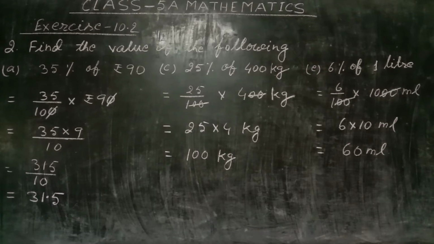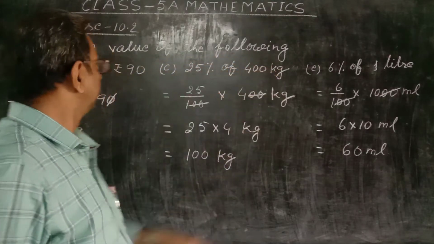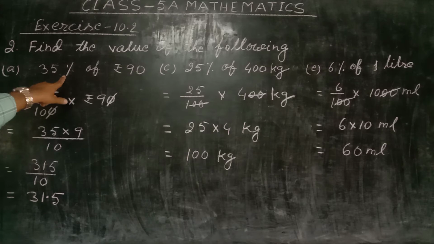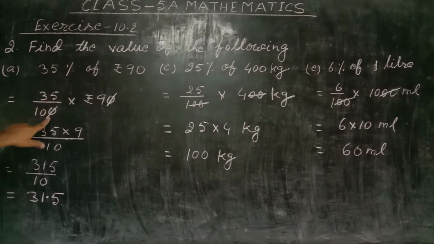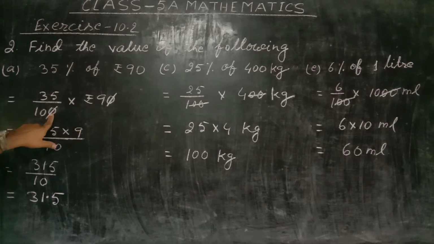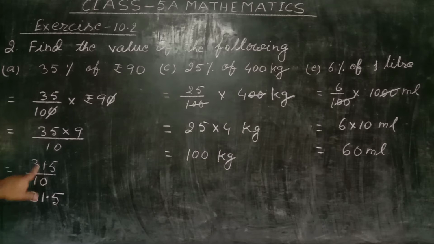Question number 2. Find the value of the following. A. 35% of rupees 90. For the omission of this percent, I wrote 35 by 100, of changed into multiplication, and this rupees 90 is here. 10 and 10 cancelled. Then we have 35 into 9 by 10. 35 into 9 equal to 315 by 10.